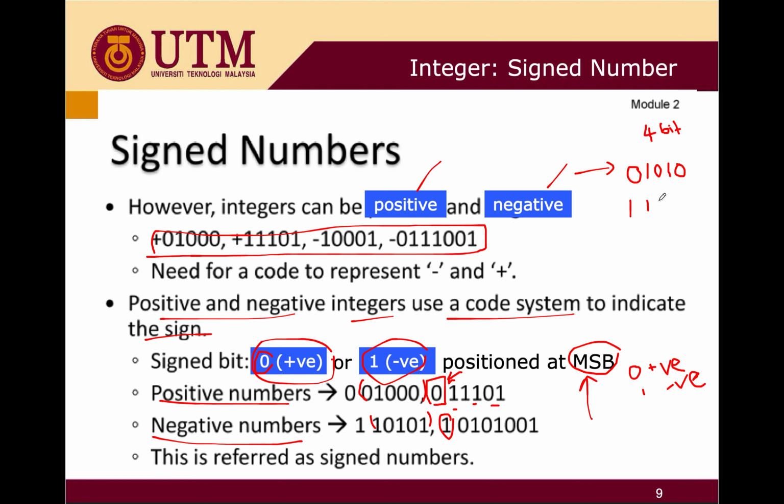You put 1, isn't it? So this is an easy example. How about if, let's say, you were given 4 bits but the number is 1 1 0.